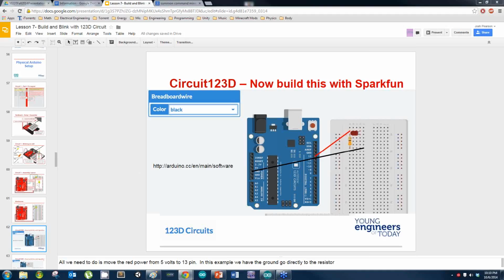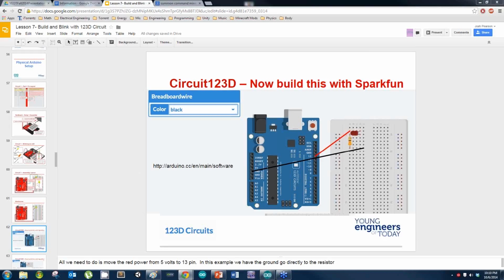So, how I want you to hook this up, and we're going to start with the power. I want the red wire to be plugged into pin 13 of your Arduino. Make sure it's plugged into pin 13 and not the GND. I want the other end of the wire to be plugged into A4. So one end of the red wire in pin 13, the other end in A4.